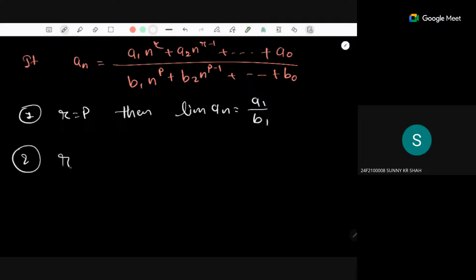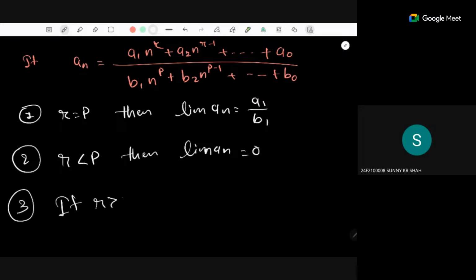Now the second case is when r is strictly less than p, that is, the power of the numerator is strictly less than the power of the denominator. Then we get the limit of an equal to 0. And the third case is if r is strictly greater than p. Then we have at least one factor of n left over in the numerator, and this n will take the whole sequence towards infinity. So in this case, the limit of an is infinity.